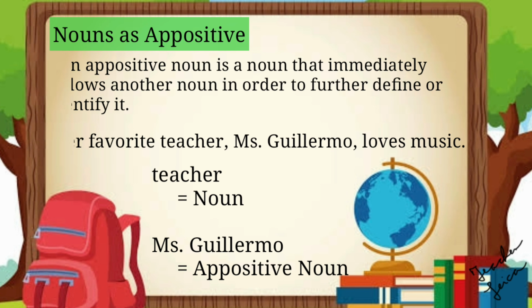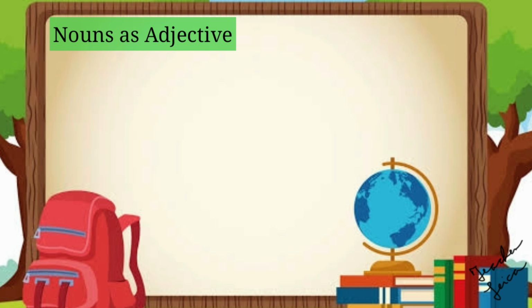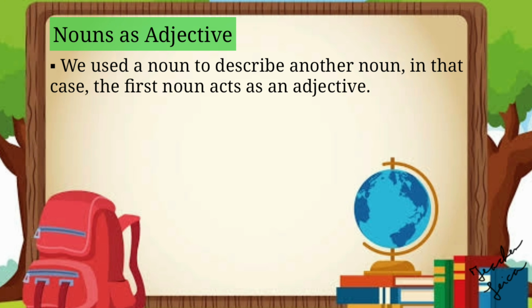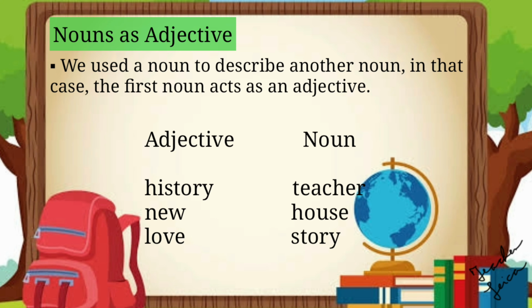Okay, another use of noun. Noun as adjective. Sometimes nouns can be used adjectively as well. We use a noun to describe another noun. In that case, the first noun acts as an adjective. Example, history teacher. Where is the adjective in there? The first noun acts as an adjective. So history is your adjective and teacher is your noun.